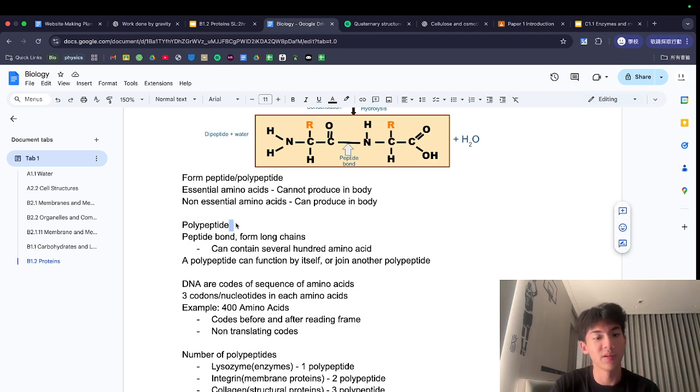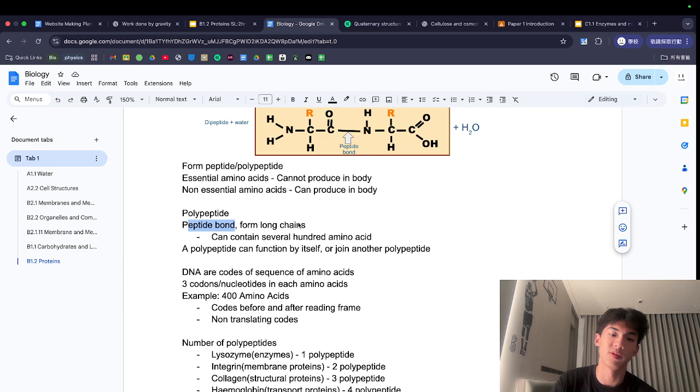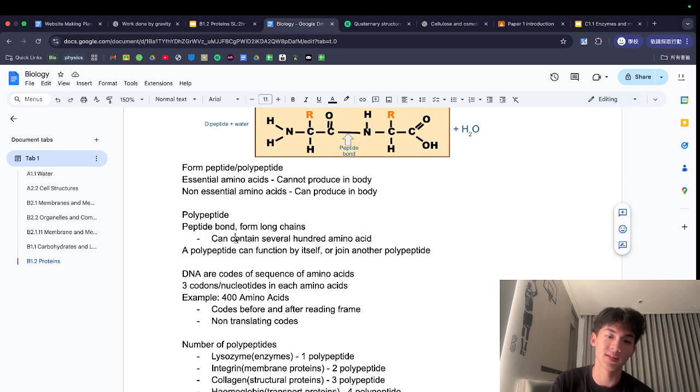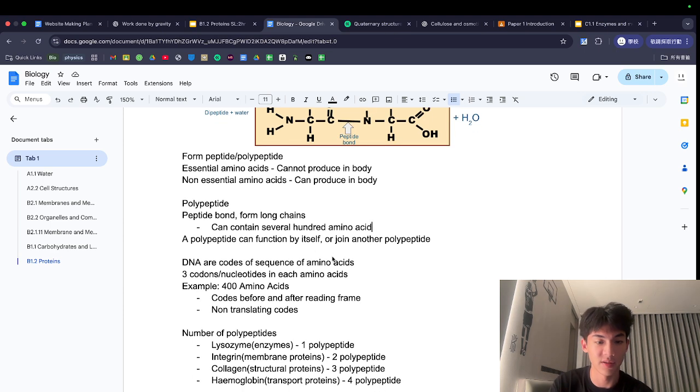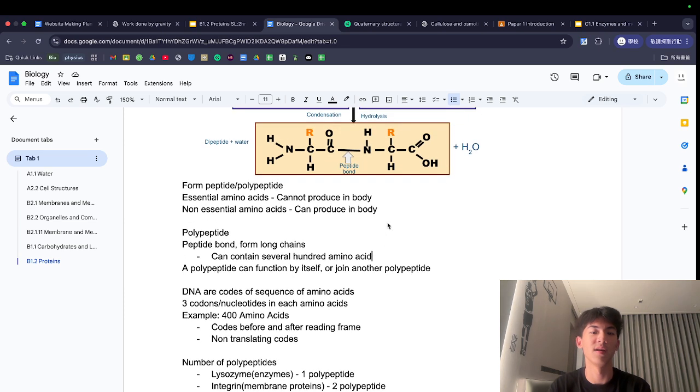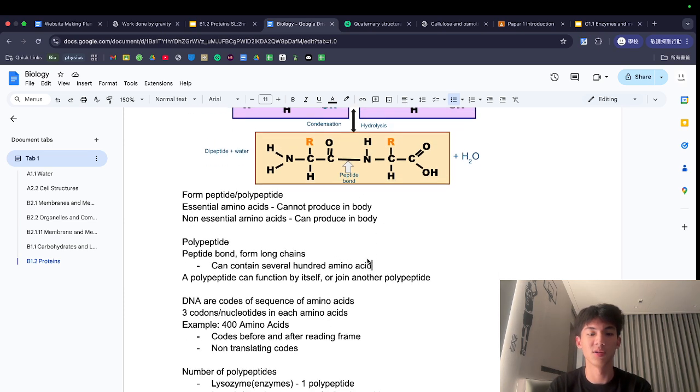Polypeptide. It is made of peptide bonds, which is this, and they can form a long chain. Some can contain several hundred amino acids, which is very long. A polypeptide can function by itself, but it can also bond with another polypeptide to function.